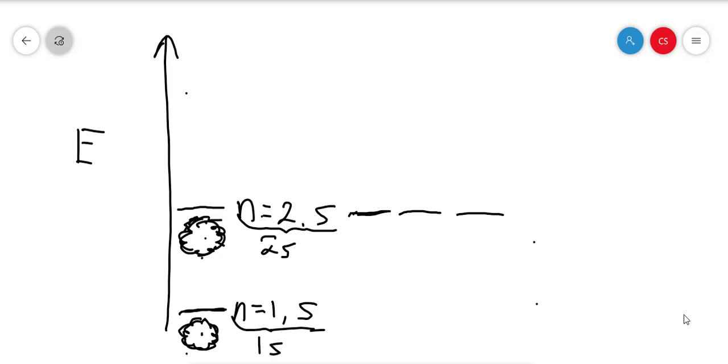And we're still at n equals 2, but whereas this referred to that level right there, over here we're going to say that this is also n equals 2, but now these are going to be the p orbitals for n equals 2.